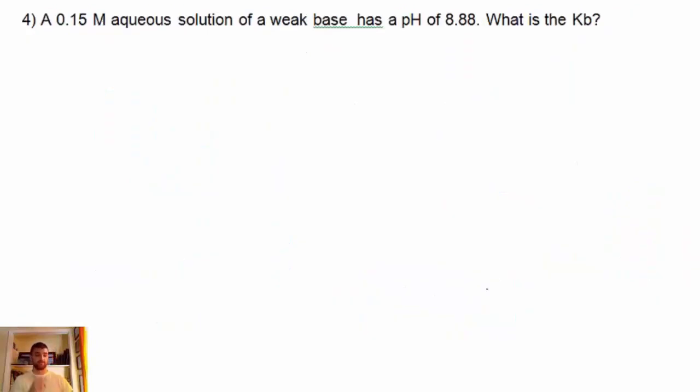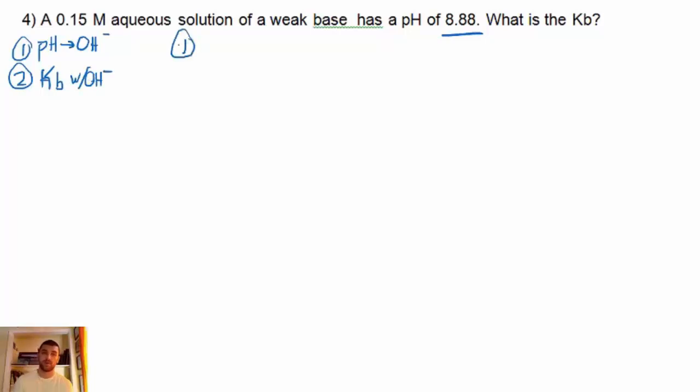And then there's more. Number 4. A 0.15 molar aqueous solution of a weak base has a pH of 8.88, and it wants the Kb. So this is similar to the last problem. We've got the weak base, so the first step is we're going to have to use the pH to give us the OH minus concentration. Then we're going to do the Kb with the OH minus concentration and plug stuff in.